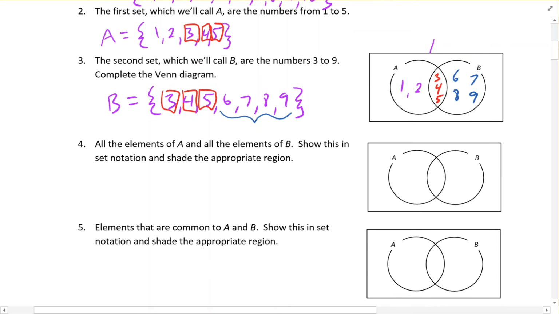Okay, so now number 4 says all the elements of A or all the elements of B. Show this in set notation and shade the appropriate region. Some of you I've been talking to already and saying that when it says or, then it's talking about everything. So this is all the elements of A and all the elements of B. We are talking about everything. So if you're going to shade this, this would be all of it.